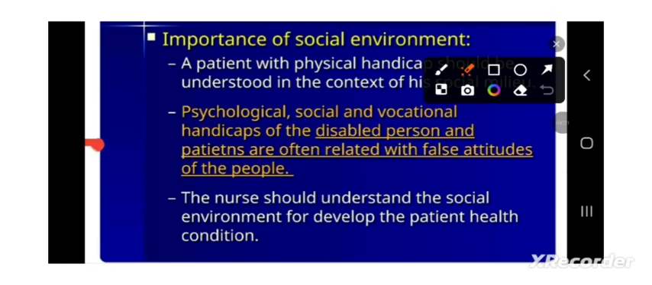The nurse should understand the social environment to develop the patient's health condition. The nurse must thoroughly assess and understand the patient's social environment, support system, community acceptance, accessibility, and financial stability, because it directly impacts their health outcome. By understanding the environment, the nurse can create a comprehensive care plan that addresses the patient's entire life situation, not just the disease or injury.